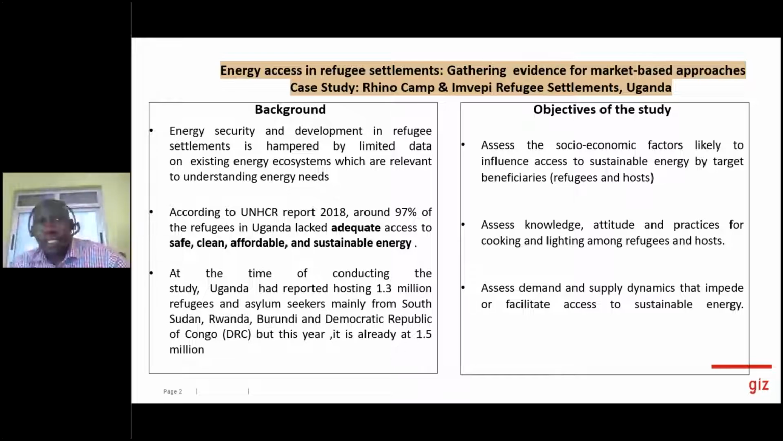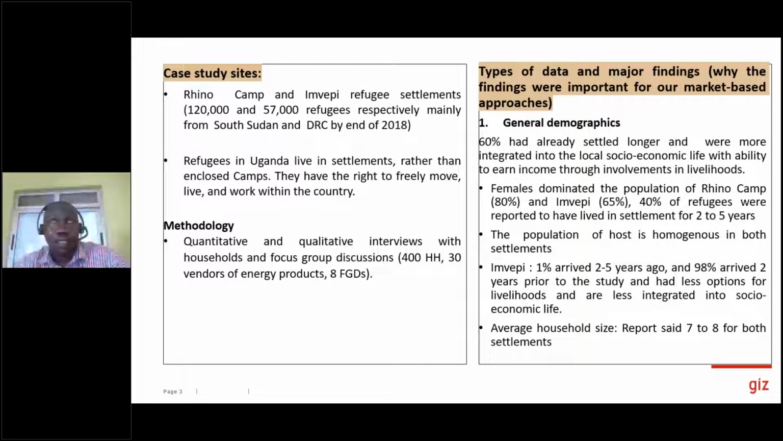In these two sites, Rhino Camp and the Mvepi refugee settlements, the research found that there were about 120,000 refugees in Mvepi and 57,000 in Rhino Camp respectively. Mainly these refugees come from DRC and South Sudan. The method used in this assessment was both quantitative and qualitative.